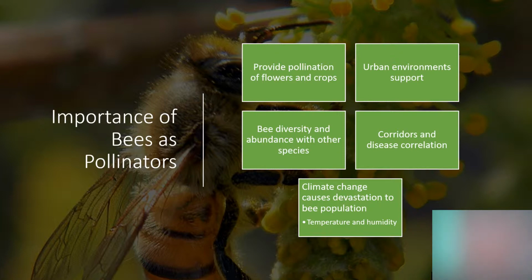Importance of bees as pollinators. Bees are vital to many ecosystems and environments. They provide pollination of flowers and crops, and they give urban environments support from this. Bee diversity and abundance has a direct effect on other species richness as well. There are corridors for disease, which means that where there are fragmented areas of land with no pollinators, these areas are more susceptible to disease. If you add in corridors or pollinator gardens, the risk and prevalence of disease decreases with abundance of bees.